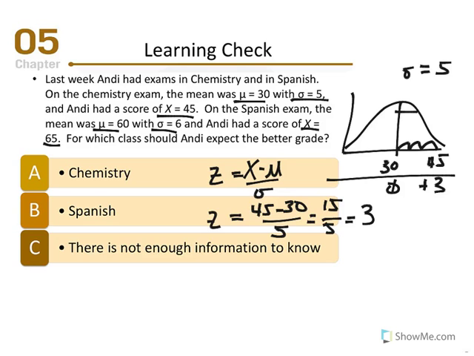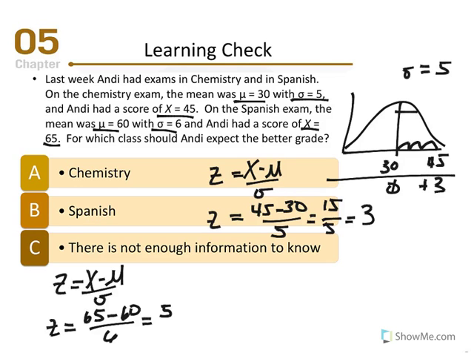So let's consider the other distribution and the other z-scores. So z is equal to x minus mu divided by standard deviation. Z is equal to his Spanish test score was 65, and the average was 60, and the standard deviation is equal to 6. So we have 65 minus 60 gives us 5, divided by 6. And we get 0.83.